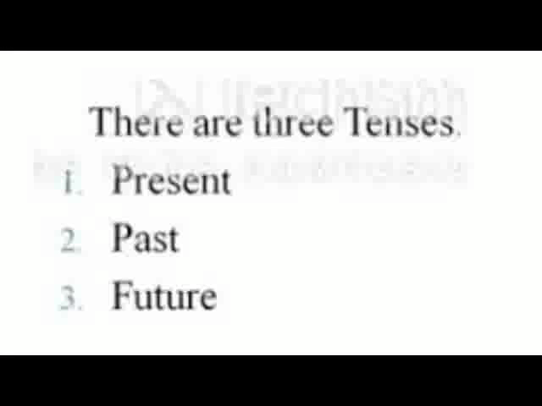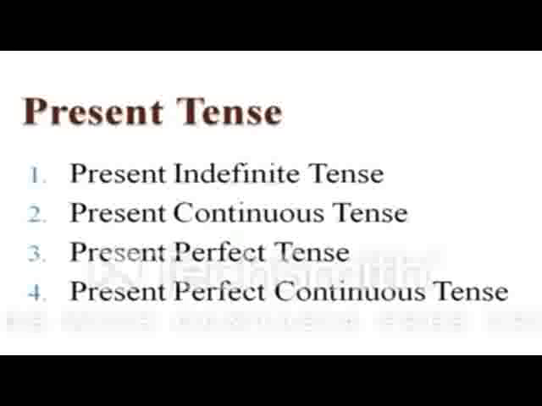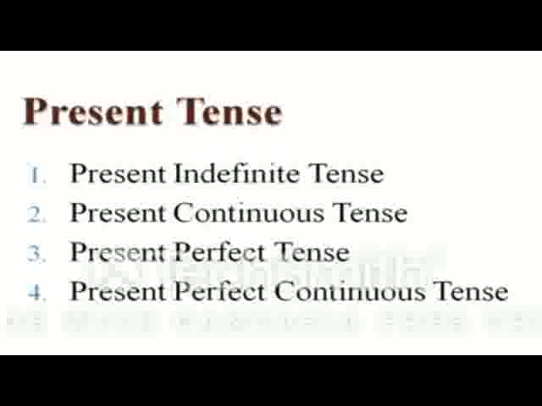So how many tenses are there? There are 3 tenses. The first is present tense, second past, and then future. Further, we divide all these tenses into 4 categories, like indefinite, continuous, perfect, and perfect continuous. But first of all, we will do present tense.